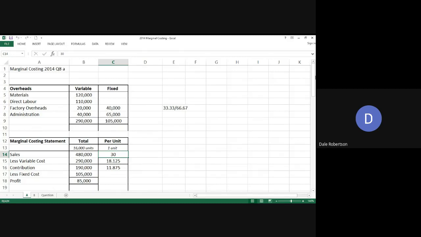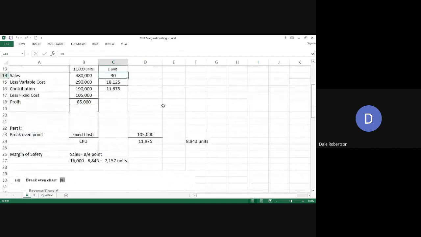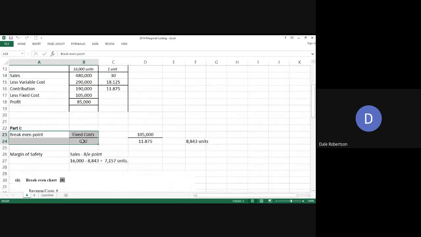Now we can delve into the actual question. Well, the first part of the question is our standard, and I've taught this before, the break-even point. So we know that the break-even point is just fixed cost divided by contribution per unit, which in this case is 105,000 divided by 11.875. And when you use your 3 decimal places there, you're going to get 8,842.